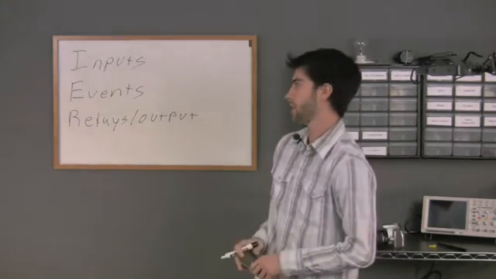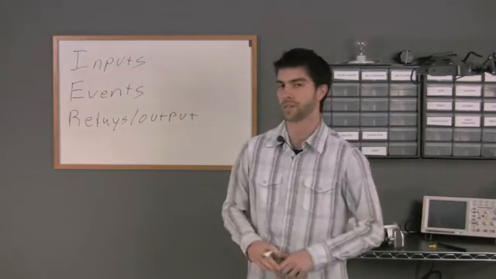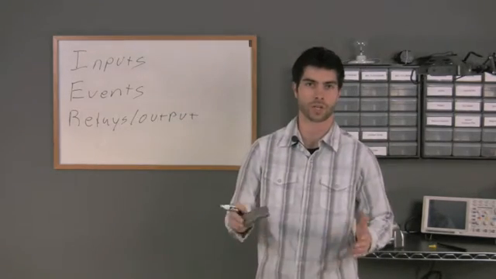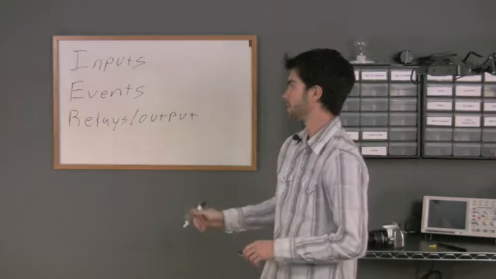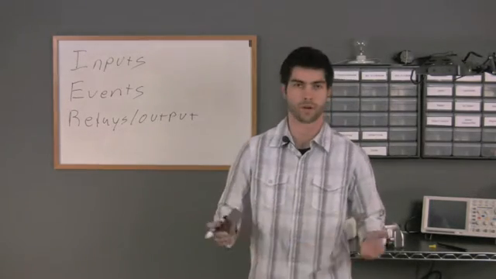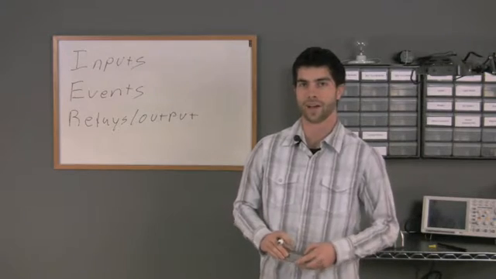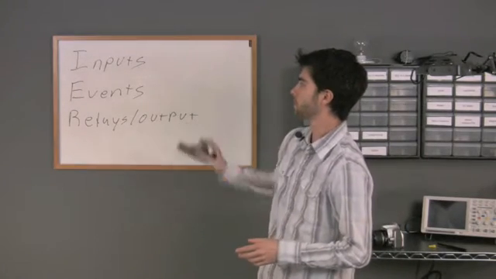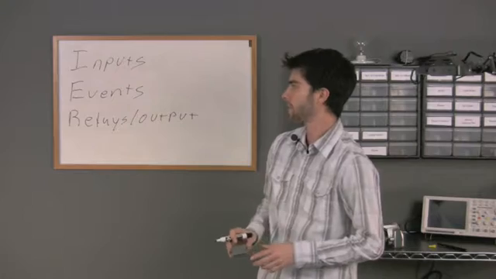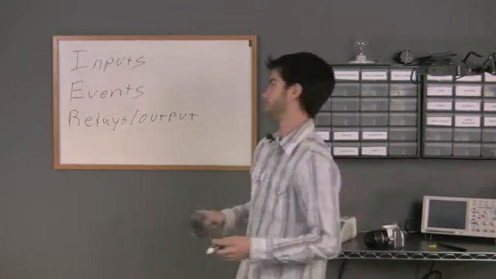To briefly describe the other two, events are things such as timers and rotations. We'll get into that more in the next video. Relays are basically the relays on your board that you're controlling. So how you control them depends on the first two elements. So to start with, let's get into inputs.